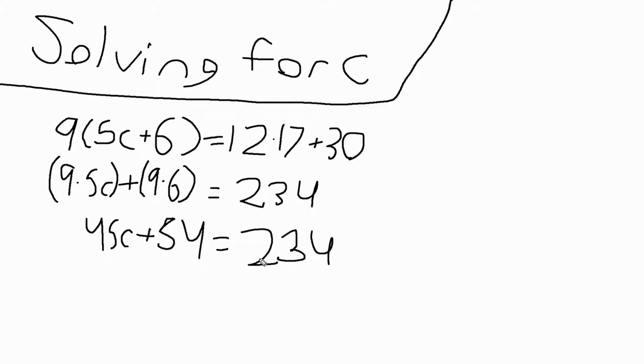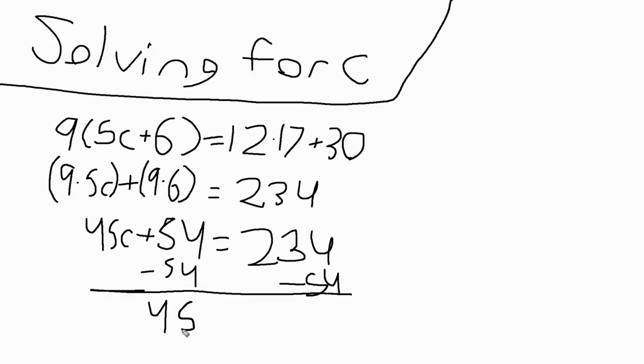You guys should know what to do, and if you guys don't know what to do from here, that is still totally fine. That's why I'm showing you this. So, here, we take away 54 on both sides. Minus 54, minus 54. Then, using that, we know subtracting 54 is canceling out the plus 54, so it would just leave us with 45c equals 234 minus 54 is 180.